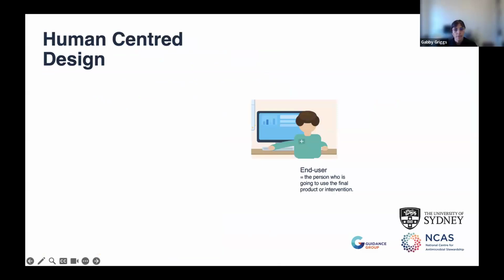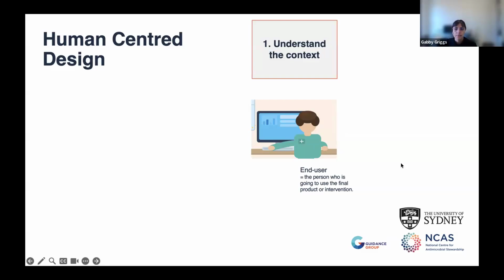Human-centered design is an approach to problem solving that keeps the end user, the person who will use an intervention, at the core of every decision. Instead of designing something and then asking if people like it, human-centered design involves the people you're designing for throughout the entire process. This process follows 4 key stages.